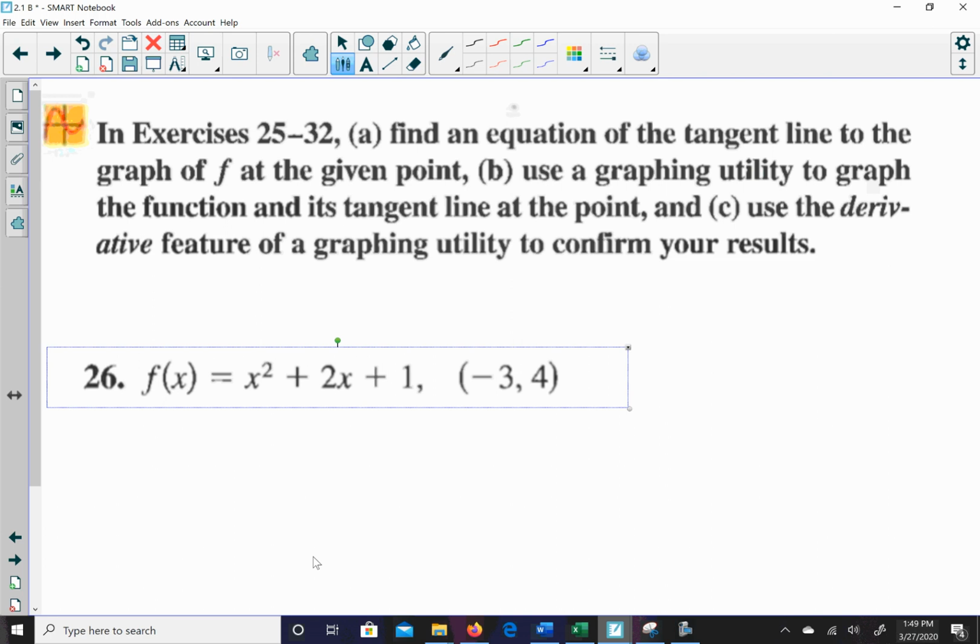Then use your graphing utility to graph the function and its tangent line at the point, and then use the derivative feature. Oh, we're not going to do that yet because I'm not going to tell you how to do that yet. I'm sure someone will figure it out, but we're not going to do that right now.